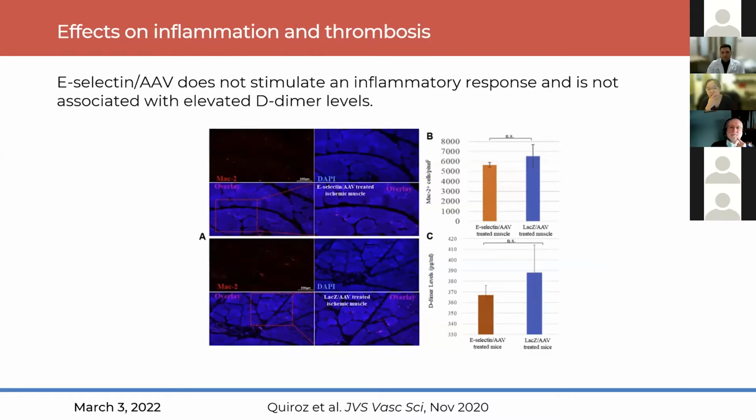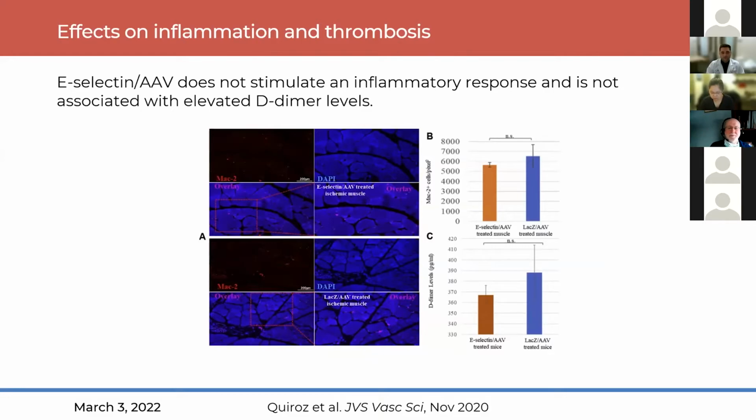And then finally, just looking at any potential effects on inflammation, toxicity. E-selectin is involved in recruitment of leukocytes, and so we wanted to see whether it significantly affected inflammation in the ischemic muscle. And this is staining for MAC2, marker of macrophages, and we actually didn't observe any real significant infiltration of macrophages in either treatment groups.